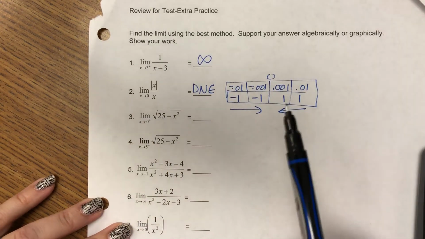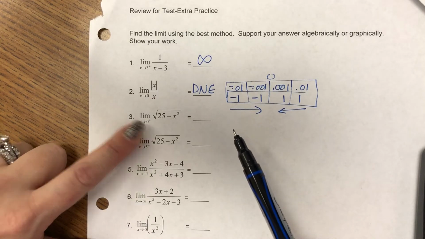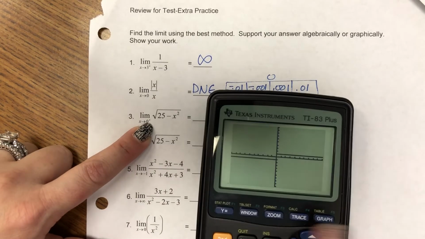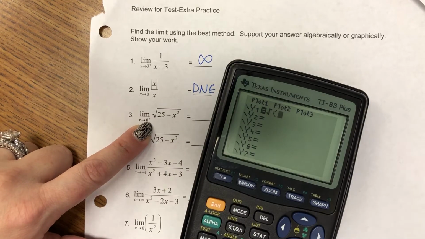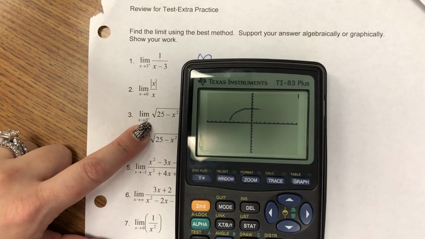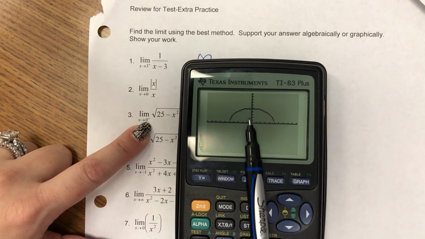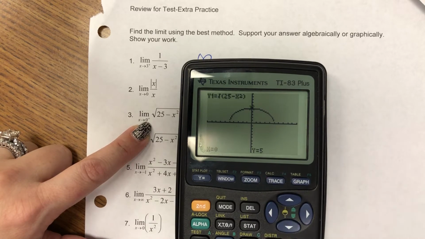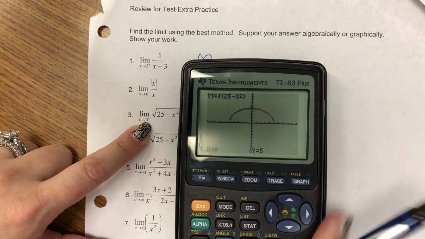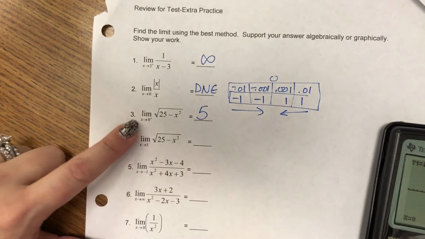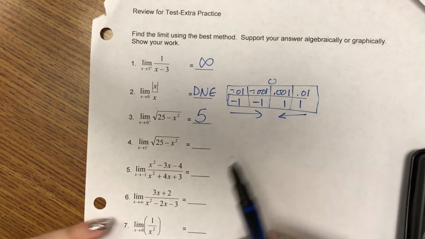So now, number 3, it says 0 from the right. So I'm gonna look at the graph again. So we have a semicircle. So here's 0. So as we approach from the right, if I hit trace 0, enter, it tells me the y value is 5. So 5. That's one where substitution would work as well. You could have just plugged in 0.